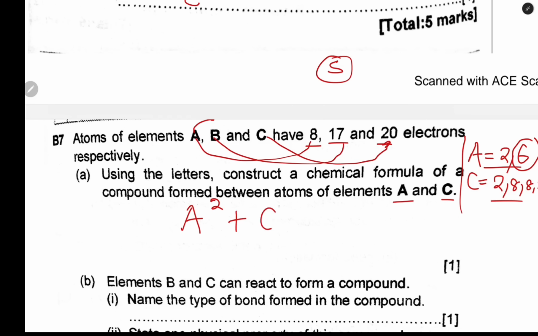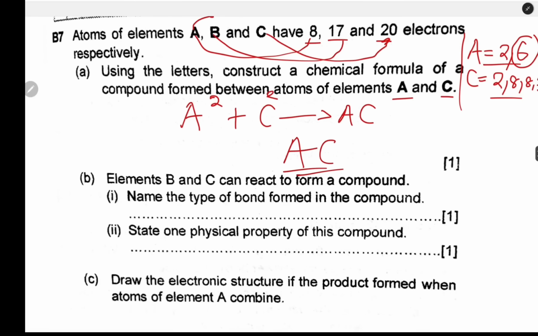Then plus C. C as well, the number of electrons in the outermost shell is 2, and that is the metal. So now what is going to form? This swap, and this is just 1 to 1. So it's going to be AC. So using the letter, construct the chemical formulae of a compound formed between atoms of A and C. So it's just AC. Okay? And that is the answer.